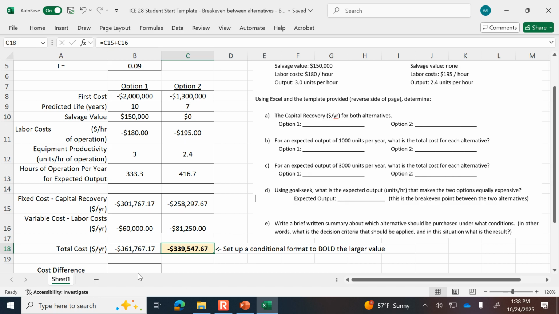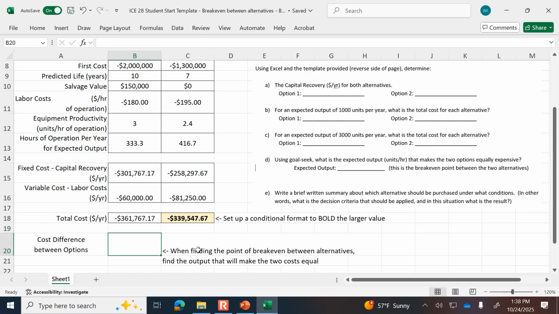And then let's calculate the difference between the two. So just one minus the other. And that's useful in case we have to do a goal seek, because our goal would be to bring the cost difference to 0, and we can use that to find the break-even point. So that's why that cost difference cell is there, for us to use as a goal seek parameter later on. Okay. So here on the handout, it's asking for an expected output of 1,000 units per year.